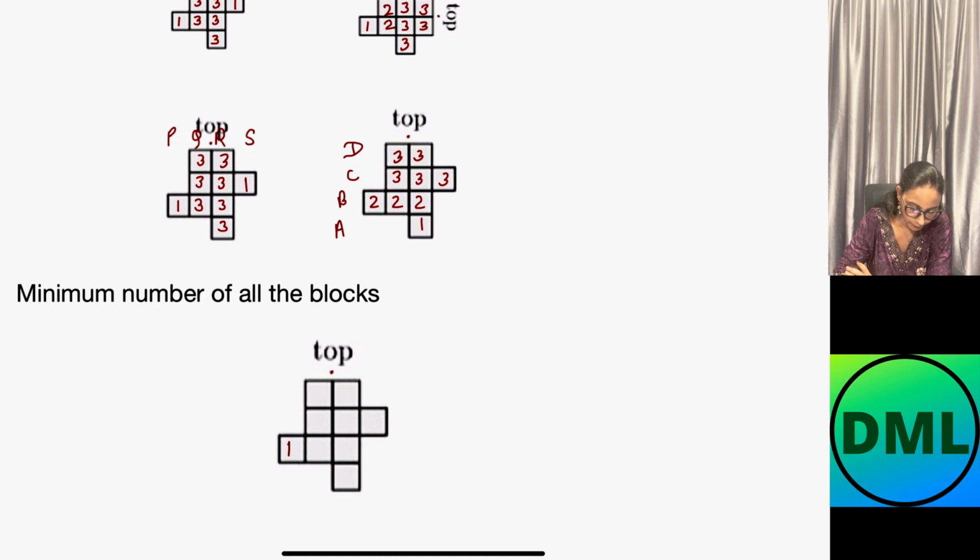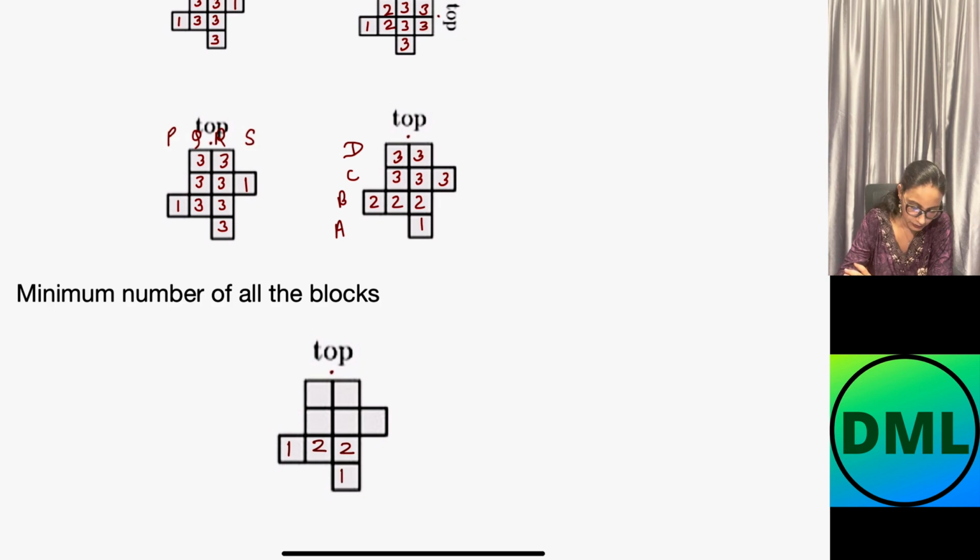Let's see the second block here. This is 3 and this is 2. Which is the minimum number? 2, right? Let's write down 2 here. Let's see the third block. This is 3, this is 2. Which is the minimum number? 2, right? Let's write down 2 here. We will look at this part. This is 3 and this is 1. Which is the minimum number? 1, right? Let's write down 1 here.